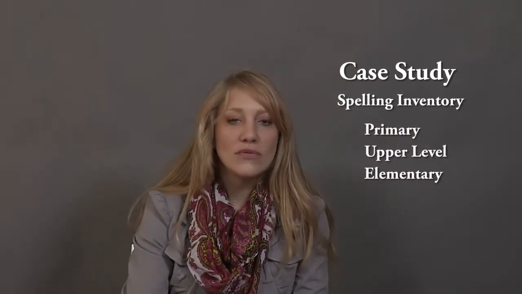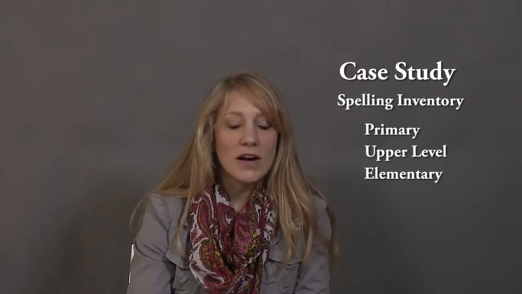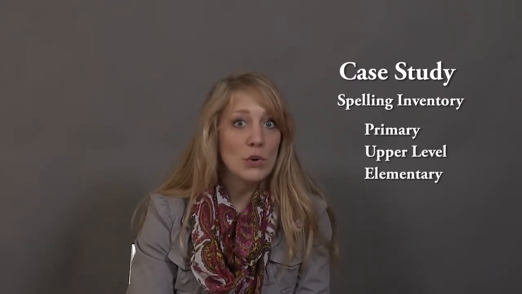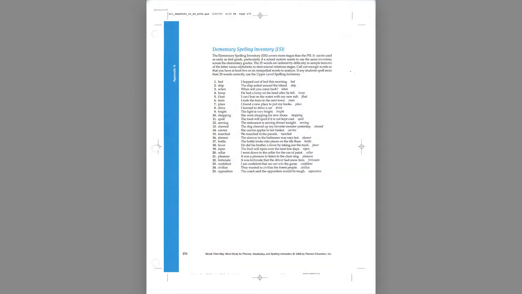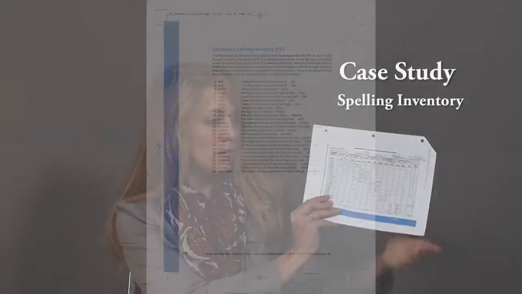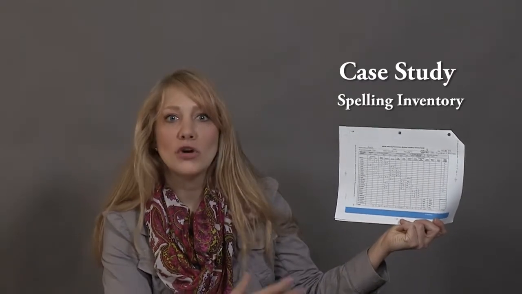You're going to be learning the primary, upper level, and elementary. Most of you will probably do elementary spelling inventory. So depending on which spelling inventory you do, you're going to be turning that assessment document in for part 1 of your case study. So here's the document. You're going to turn this in, and here is the completed page. So make sure it's completely filled out, and you're going to turn that in.